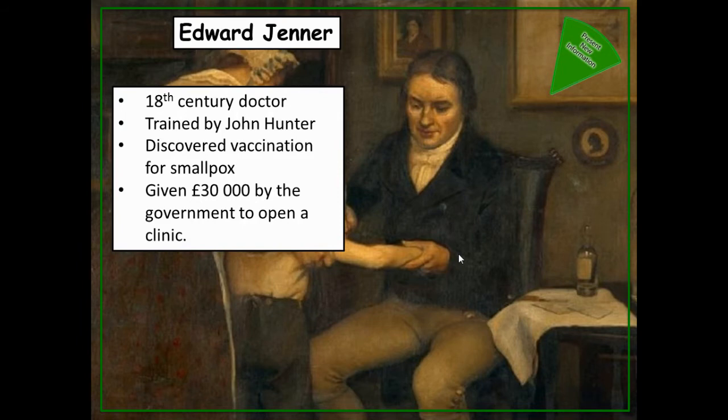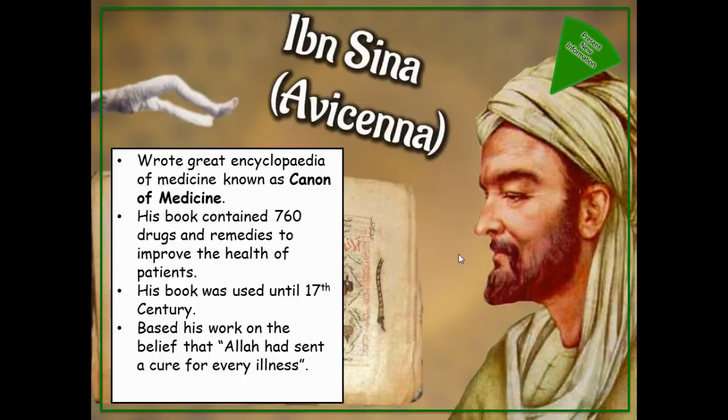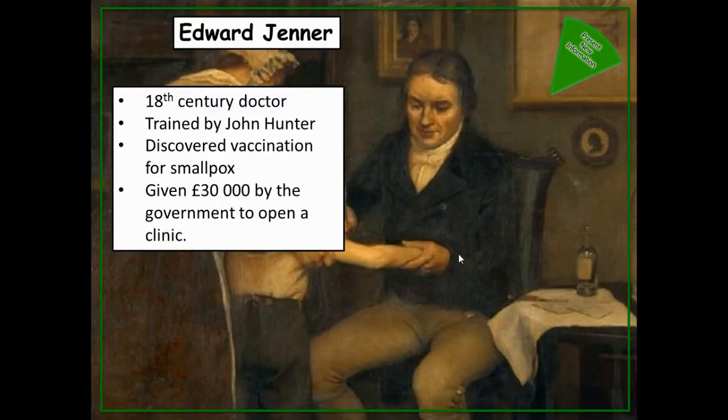So jumping ahead, still thinking about medicine, but now we're into the early modern period. You'll notice with these names, I'm jumping through hundreds and hundreds of years between them. That doesn't mean there wasn't any advance in medicine. It just means that these are the key individuals that we're focused on.